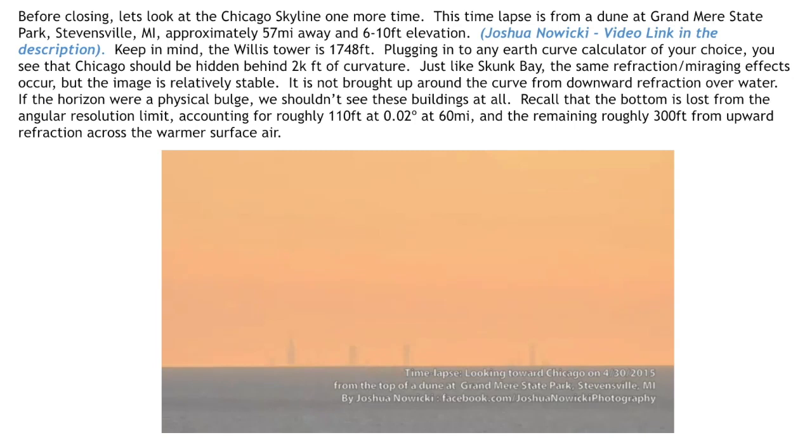They should be lost. So recall that the bottom is lost from the angular resolution limit, accounting for roughly, at this distance, about 110 feet at 60 miles. And the remaining roughly 300 feet that seems to be lost is from upward refraction across the warmer surface air over the water. And let's take a look at it now. And you have to ask yourself if this is the Chicago skyline, or you believe that this entire thing is a mirage.